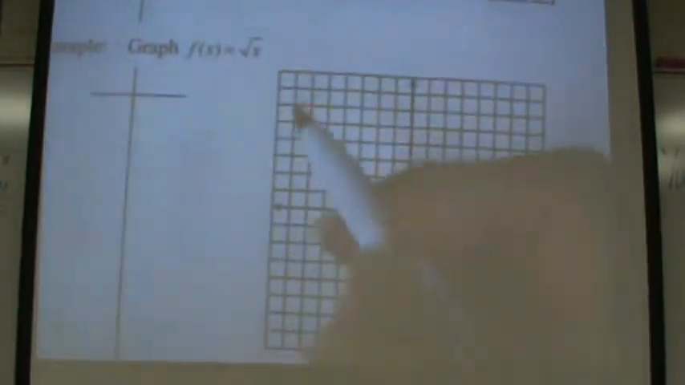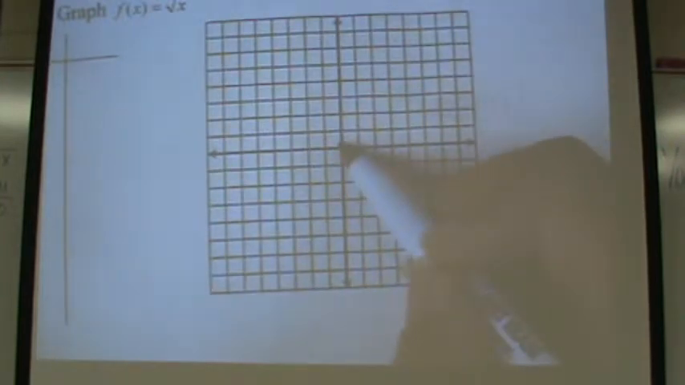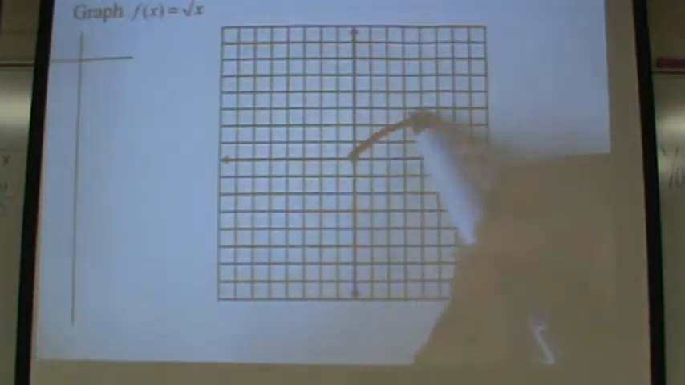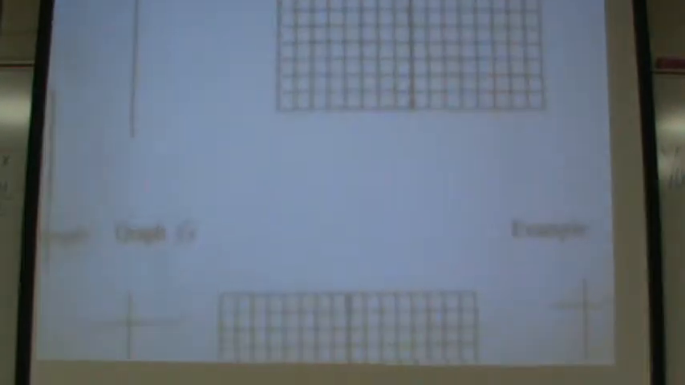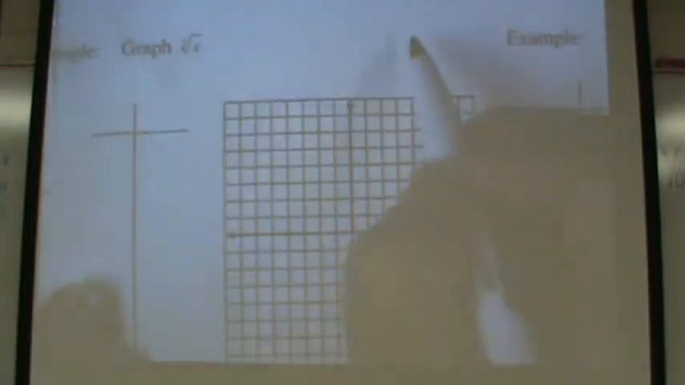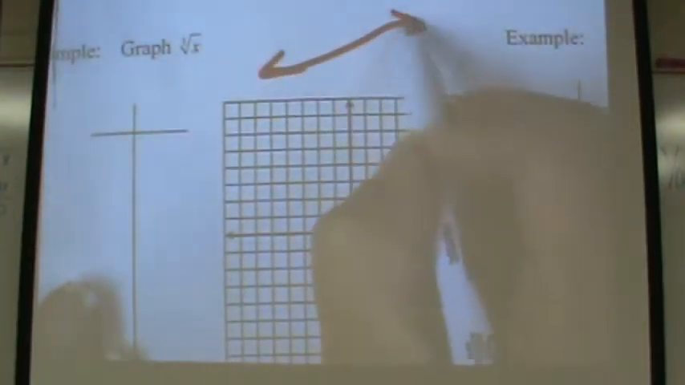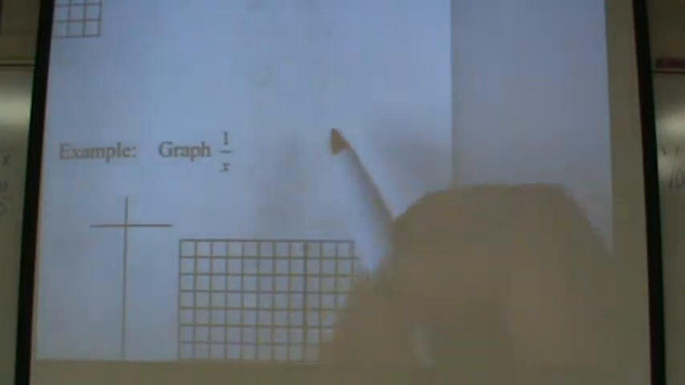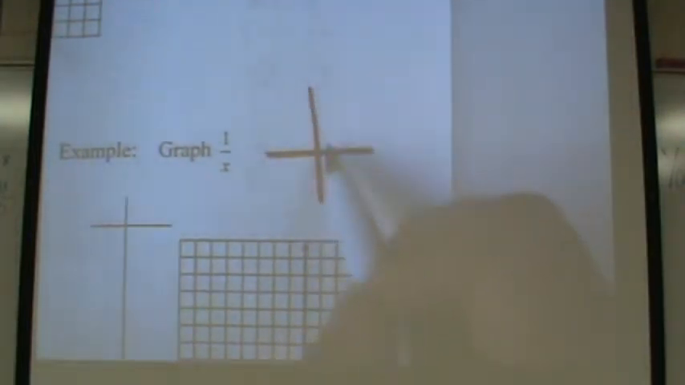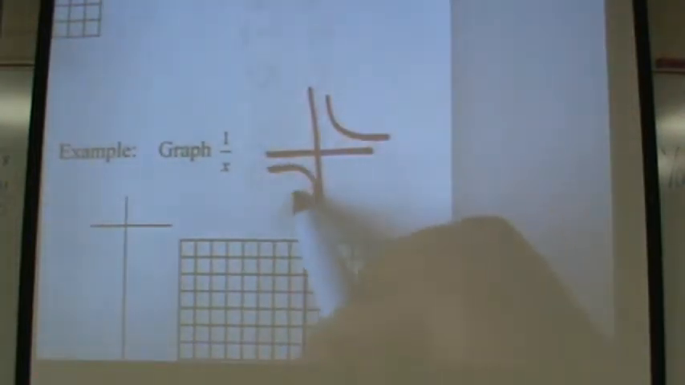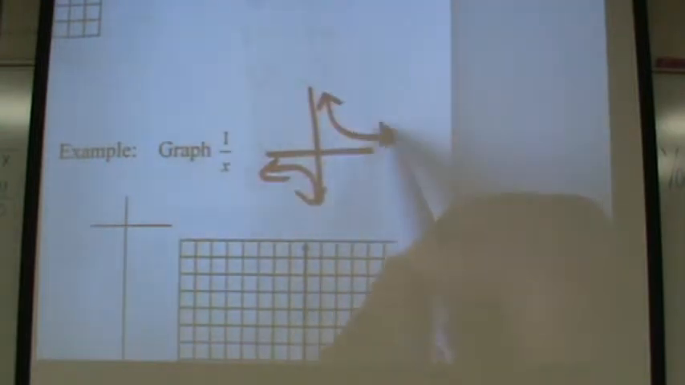And we did the absolute value one. Looks like a V. And we did this one. This is the square root one. Like that. And we did the cube root one. It looked like this. And the reciprocal one, which was we had an asymptote and we had these two nice pieces.